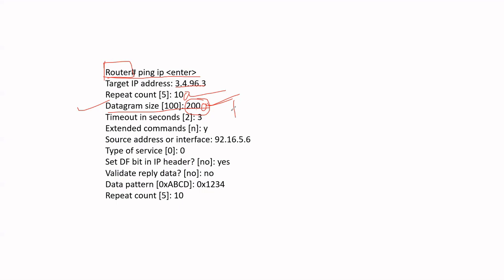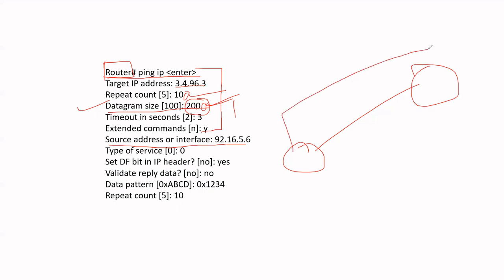Timeout in seconds is normally how long it's going to wait before it says, okay, I am timing out, I'm not able to reach. So this portion is very important, right? Another thing is you give a source address or the interface. So you have this router you're trying to reach here.